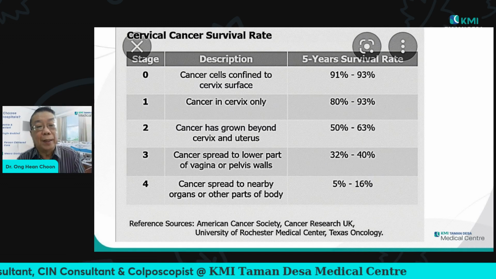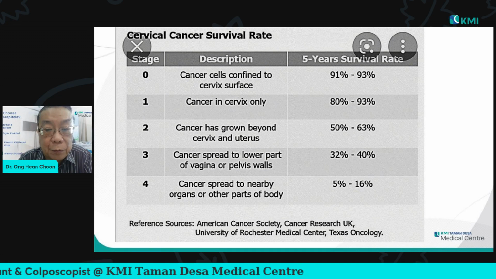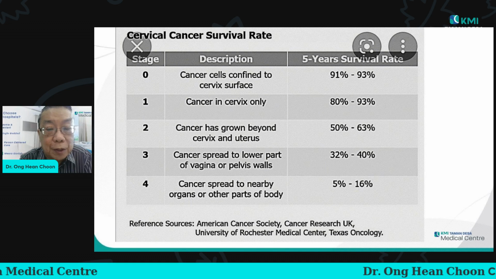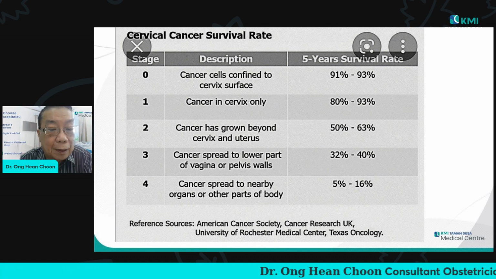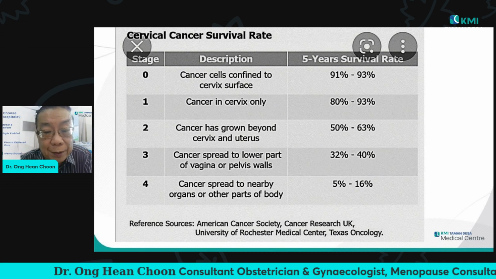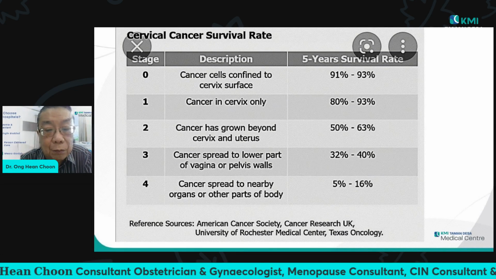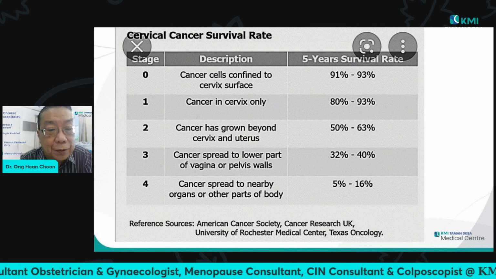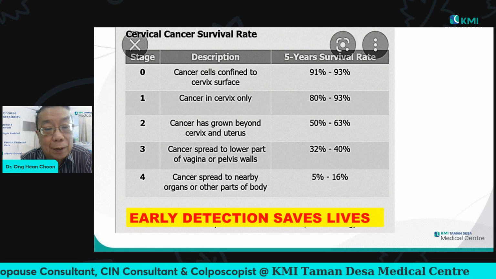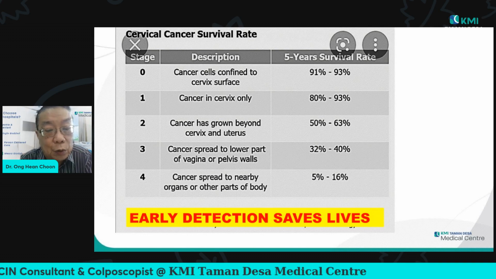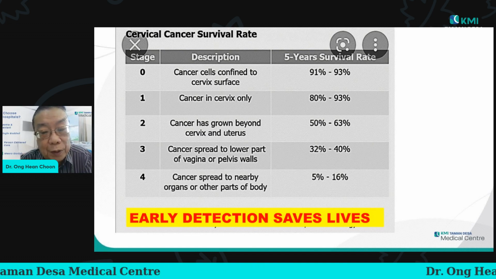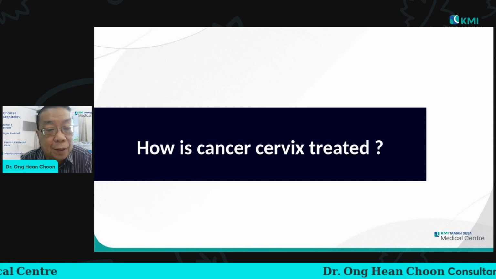Because you can see that if we treat a patient with cervical cancer in the earlier stages, the survival is so much better. If you come in the later stage, the survival is so low. And still, we try our best to do it for you, but we hope not to see any more cases of cervical cancer if possible. We want to see them early, because early detection can save lives. We can still successfully treat cervical cancer.